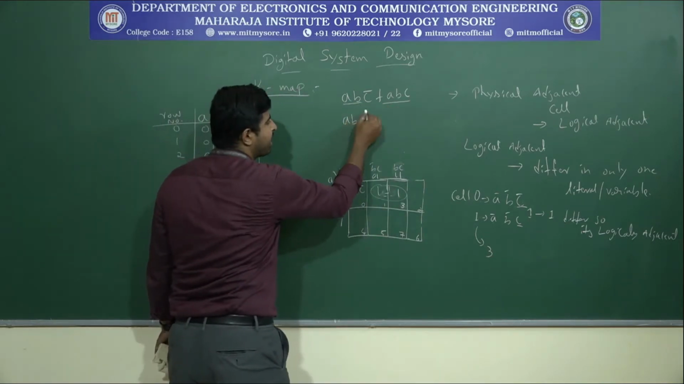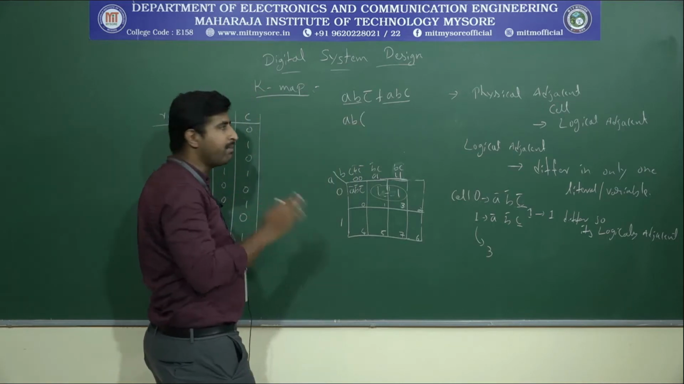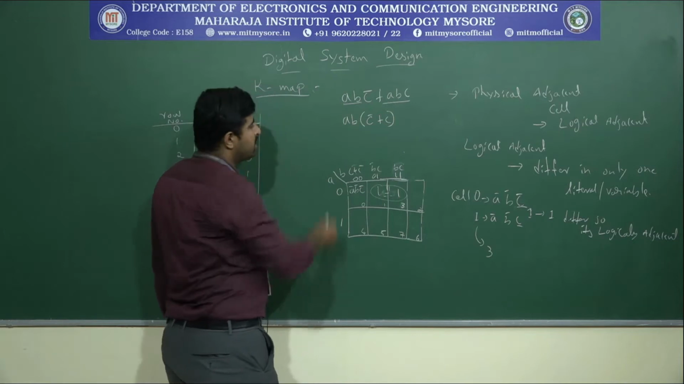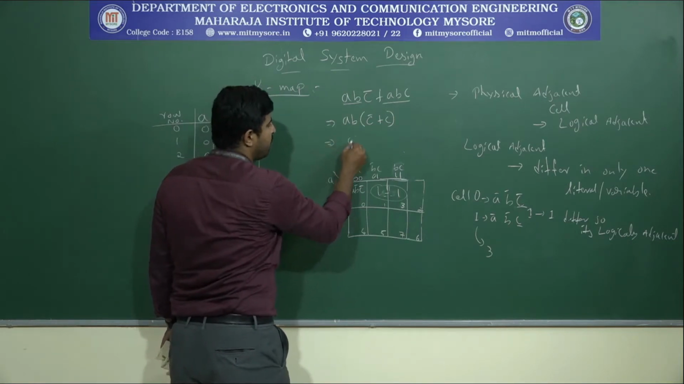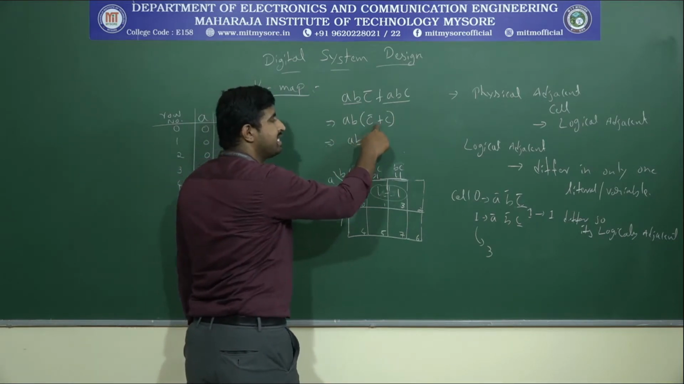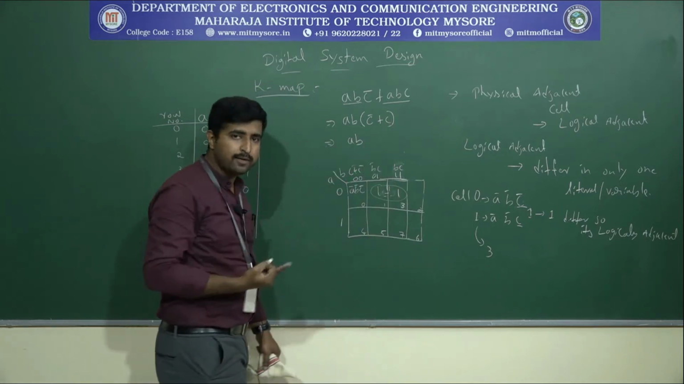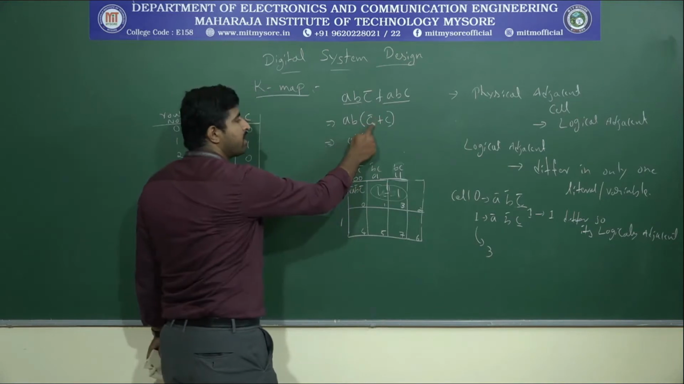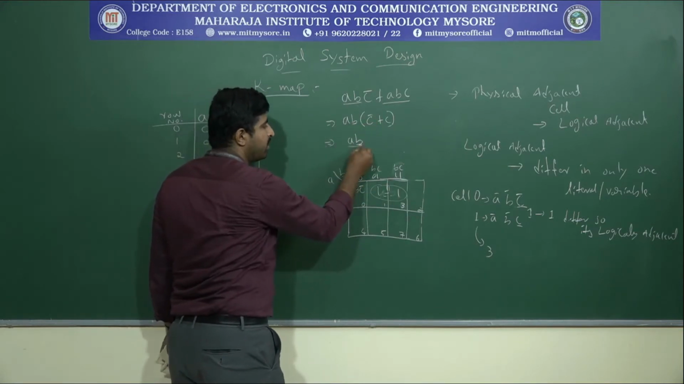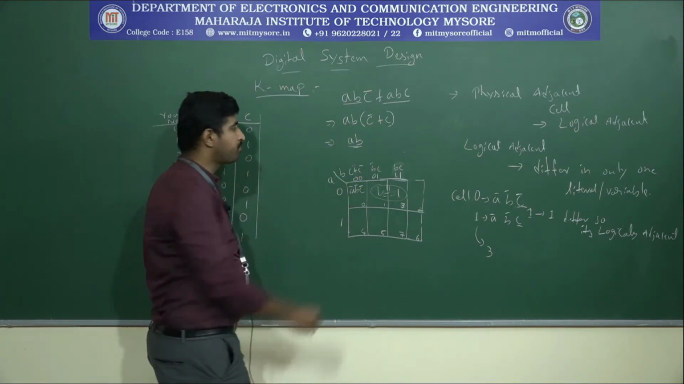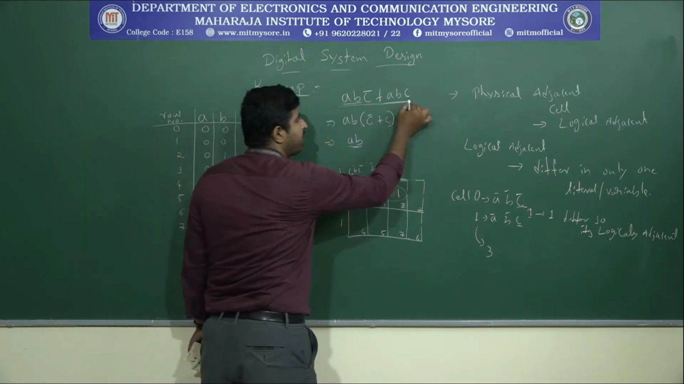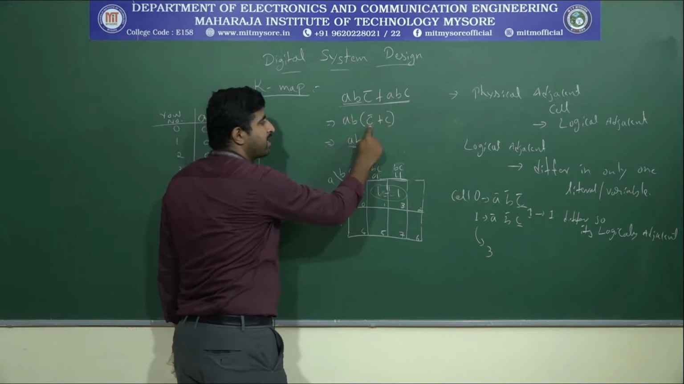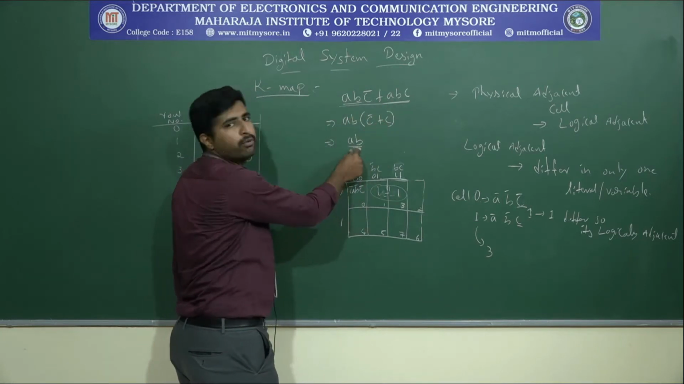AB can be taken common, right? If you take AB common, this equals C bar plus C. So this will be equal to AB, because we know that C bar plus C equals 1 according to the Boolean theorems or Boolean law. Then 1 into AB leads to AB, right? Now this entire expression is converted into AB, so the redundant bits for C and C bar are removed.